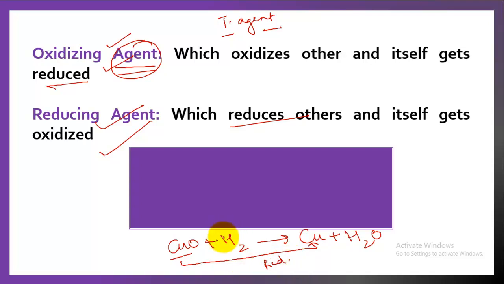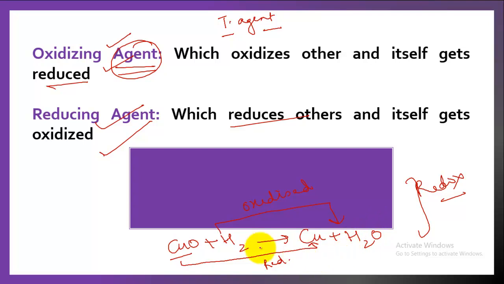Similarly, if you talk about the hydrogen, on the left hand side hydrogen is present alone. But if we compare it with the right hand side, it is getting bonded with an oxygen atom. That is, oxygen is being added. That means hydrogen is getting oxidized. So the reaction in which oxidation and reduction both occur simultaneously is called a redox reaction.